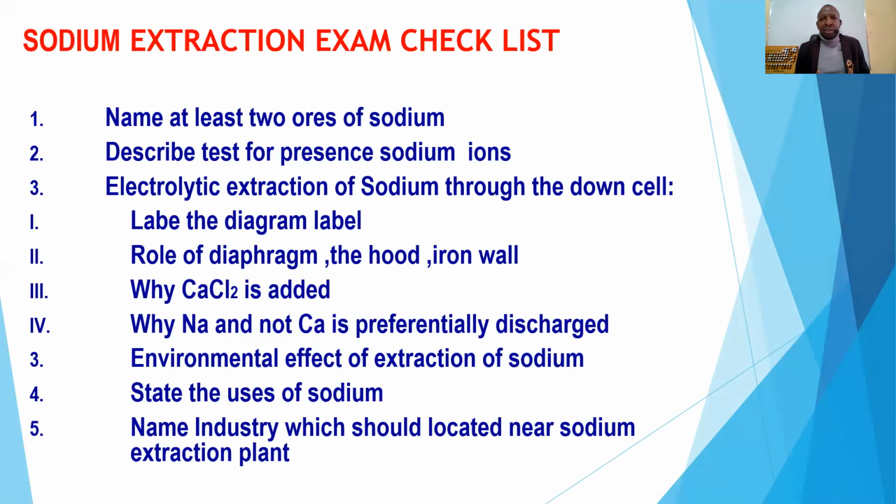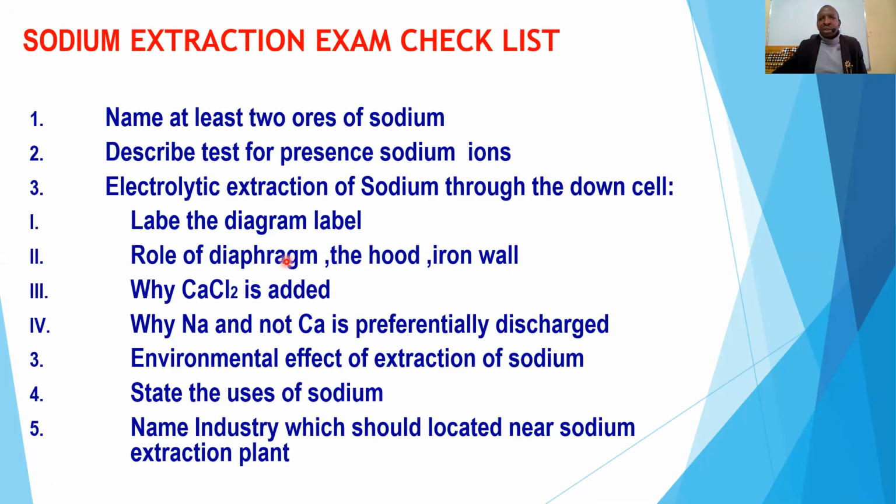By the end of this video, you should be able to name at least 2 ores of sodium. You should be able to describe a test for presence of sodium ions. You should be able to look at the electrolytic extraction of sodium through the Downs cell. In that diagram, you should be able to label it properly: where is the cathode, where is the anode, where is the region containing the electrolyte. Then you should also be able to explain the role of the diaphragm, the hood and the iron wall, which is lined with fire bricks.